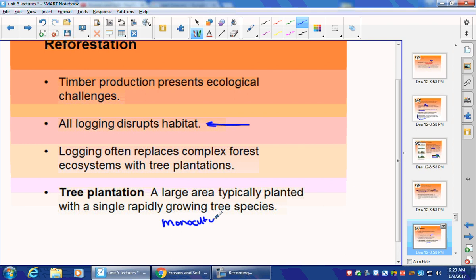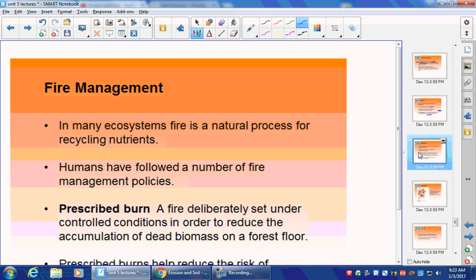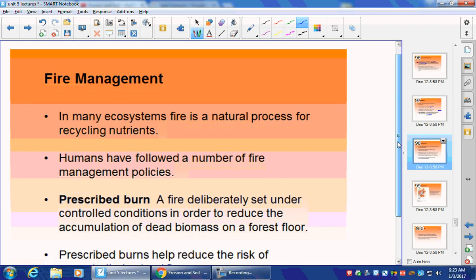Right? What's the problem with that? Not all birds like living in the same type of trees. Not all animals like eating trees of the same age. If something comes along and is like the kryptonite of this type of pine tree that you're planting, you risk losing the entire forest. And if you lose those trees, what do you end up with? Erosion. Not good.